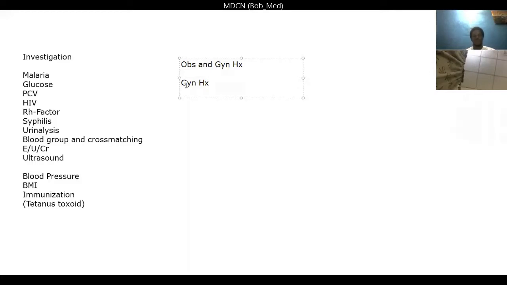These are very important. You want to ask things like menarche. For the gynae history, you want to start with the menarche. So you want to ask the patient at what age she first saw her menstrual period, or at what age did you first see your menstrual blood flow? You want to ask about the menarche first.